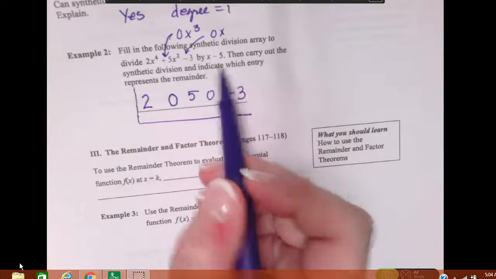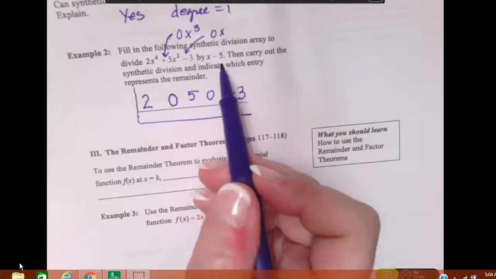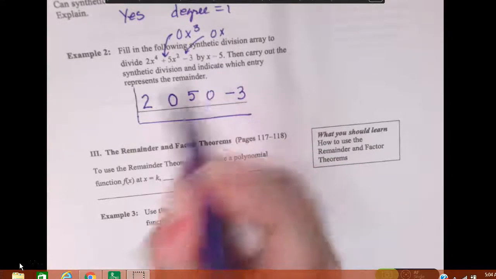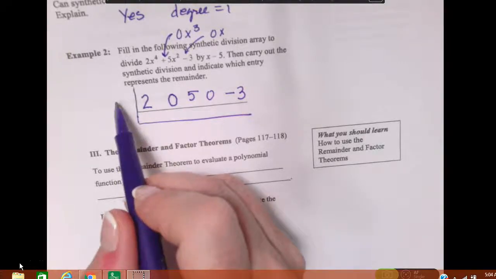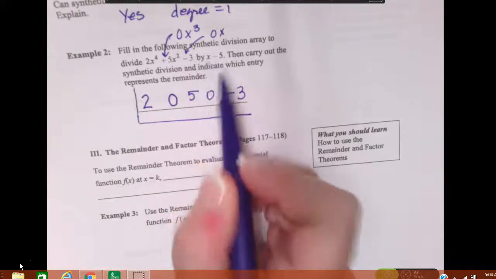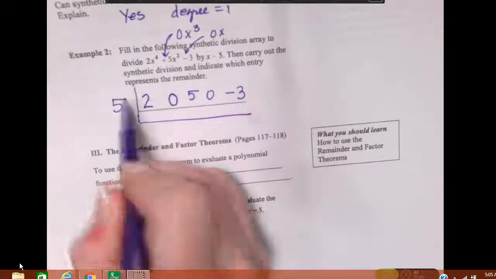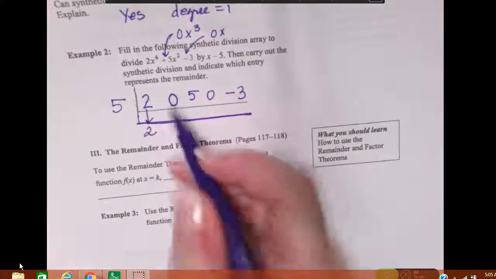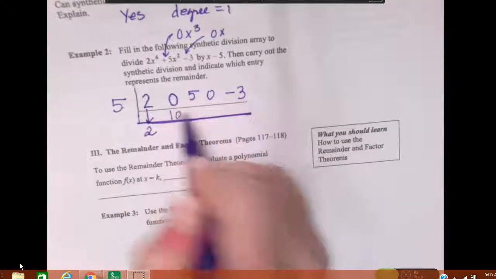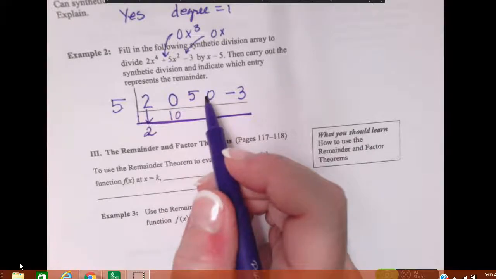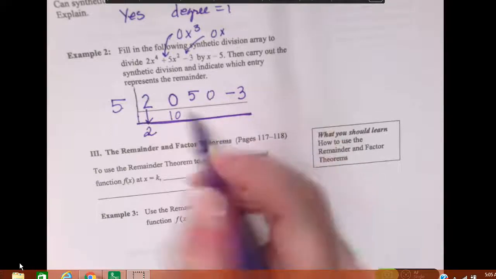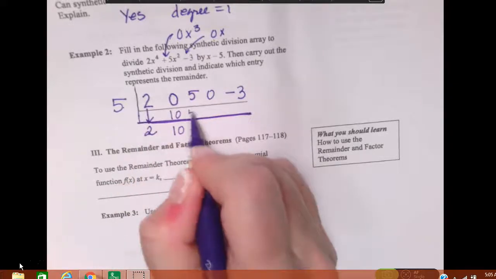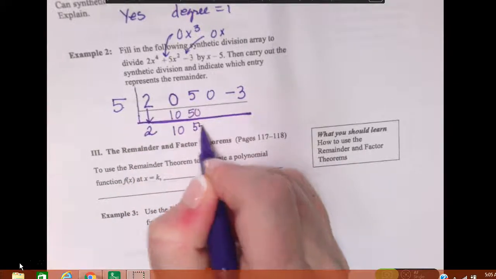Okay, and so I'm dividing it by x minus 5. So I am going to put on the outside of here what would be the 0 if x minus 5 were my factor, and that's actually a positive 5. So here is the process. You start by bringing down the first term, 2. Then we go 2 times 5 is 10, and then we add. 0 and 10 is 10. 10 times 5 is 50. 5 plus 50 is 55.